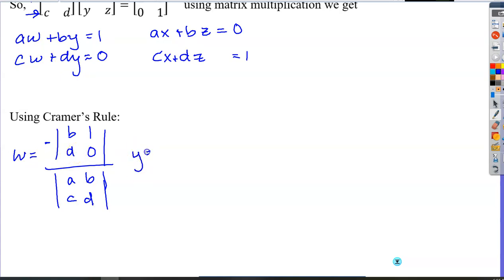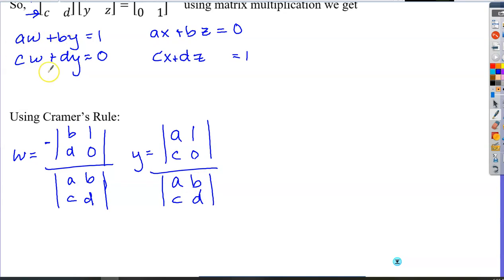I could get Y in the same way, except when I go to solve for Y, I use this 2 by 2, and I don't have to flip it because it's already in order. So it's A1, C0 over the same thing, the determinant of this 2 by 2. Okay, and then I'm going to do it here for those two variables.